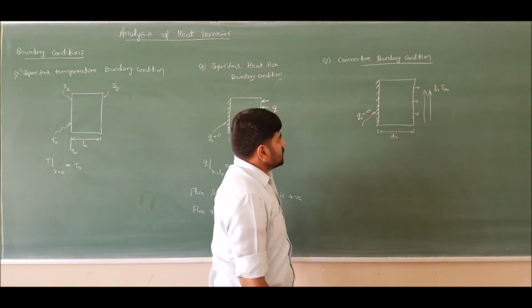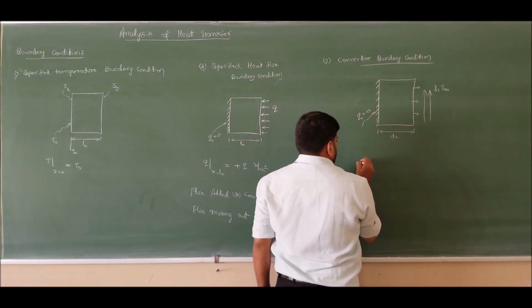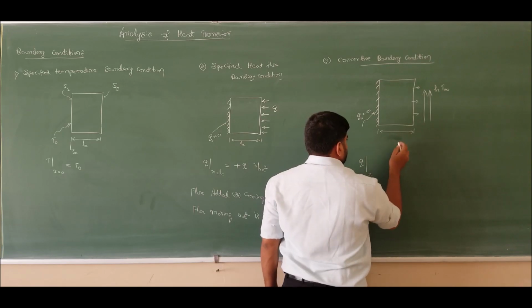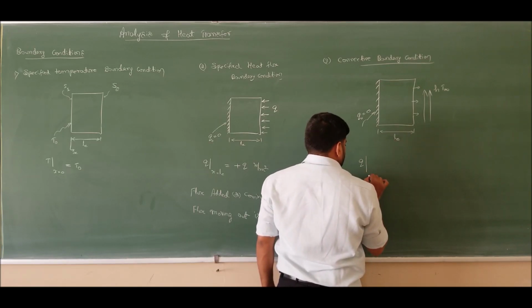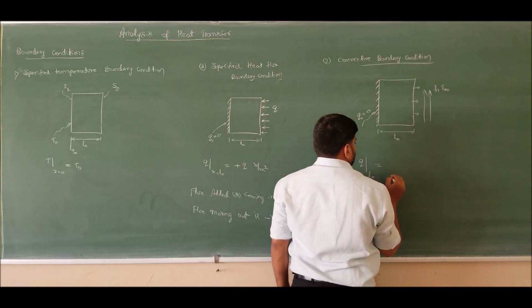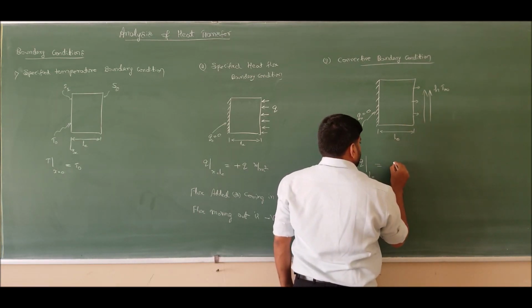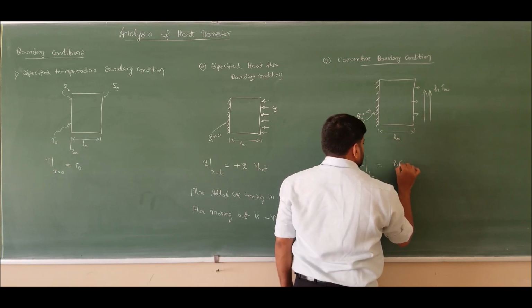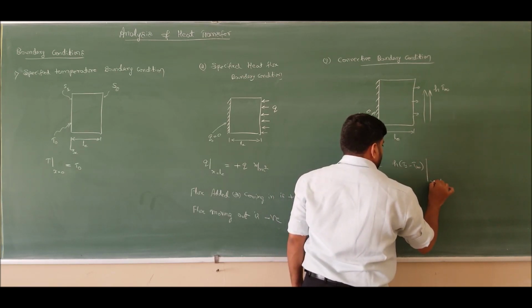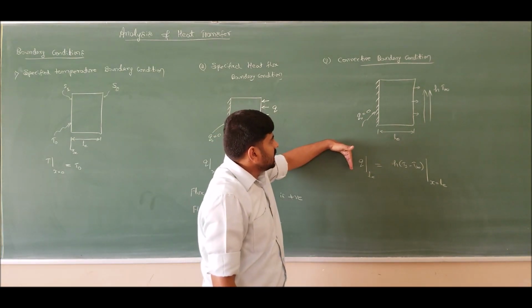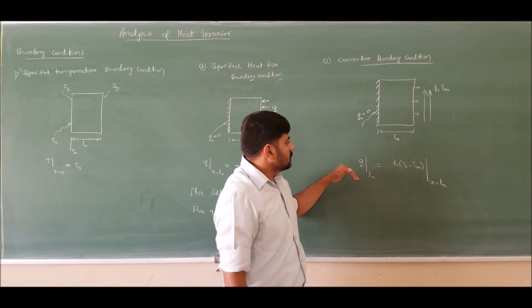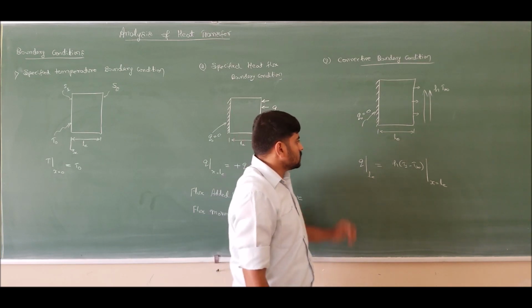So the convective boundary condition is specified as flux due to conduction, that is Q, at x is equal to length of the element will be equal to convective heat transfer at x is equal to length of the element. That is, the convective flux is given by h times T surface temperature minus T infinity at x is equal to length of the element. So what is the amount of heat conducted from the surface will be equal to the amount of heat convected at the boundary. So this is the convective boundary condition.